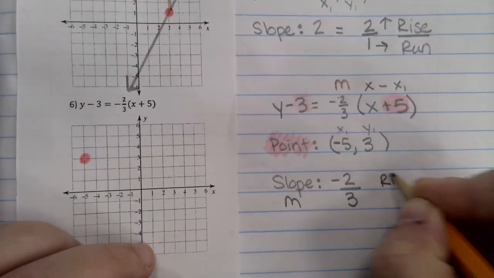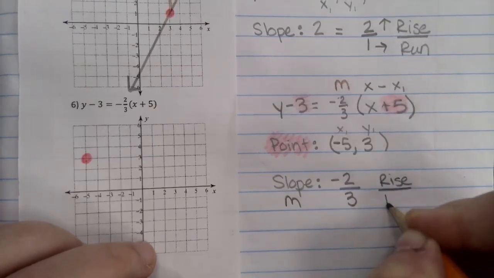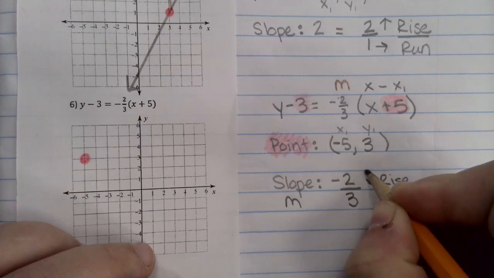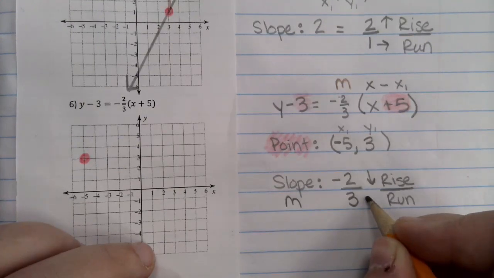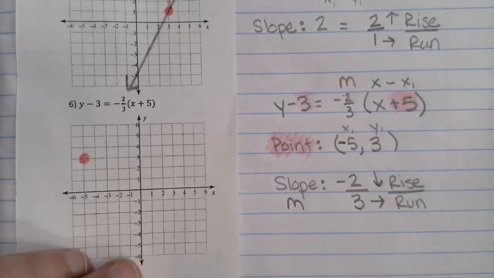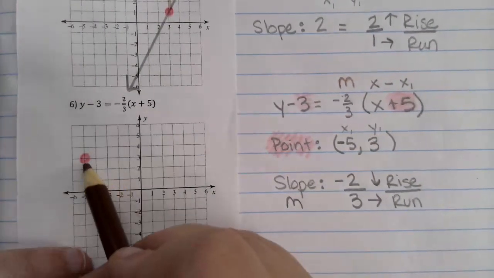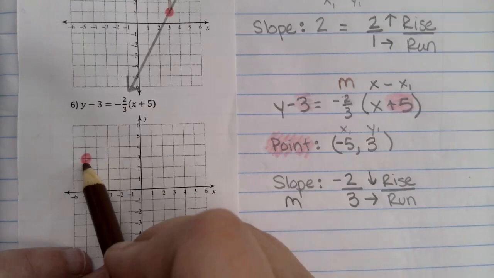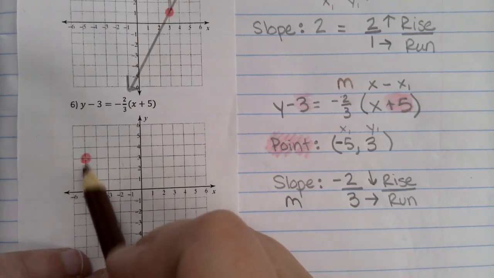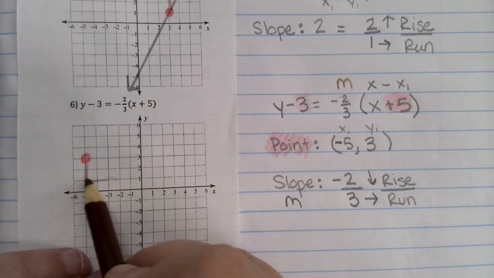Good. Alright, rise and run. So which direction are we going to go with that negative 2 over 3? Down 2. Over 3. Which way 3? Right 3. It's a positive 3. So from that point, we're going to go down 2. We start at that point we already made. We go down 2 over 3.